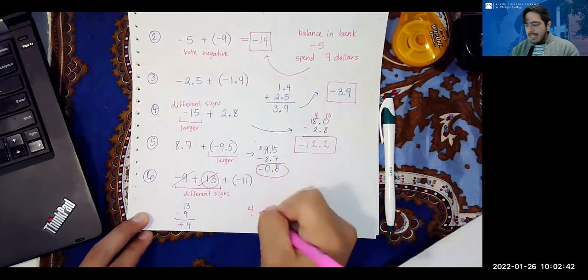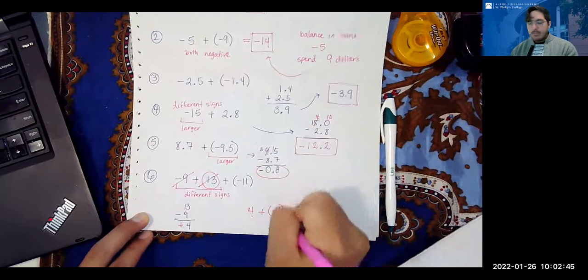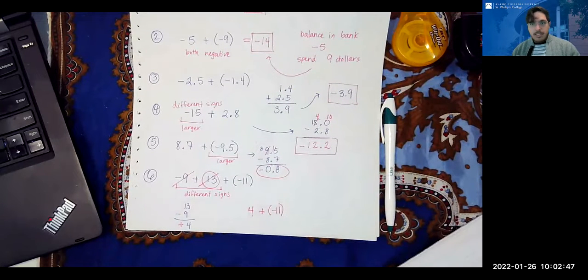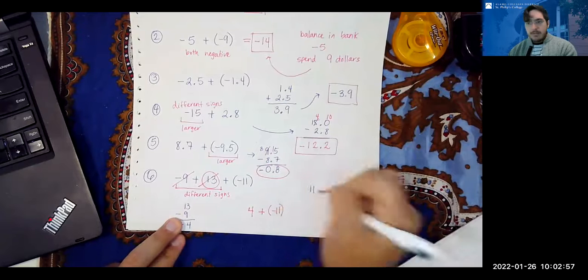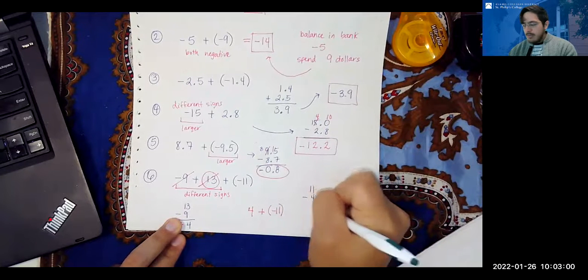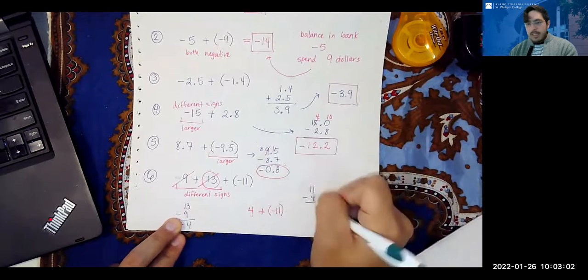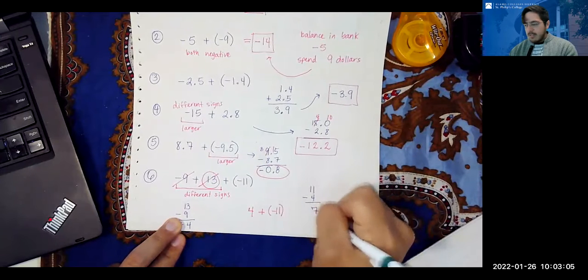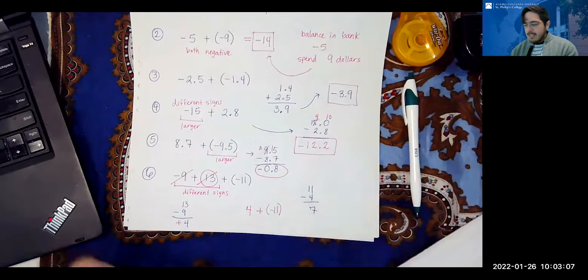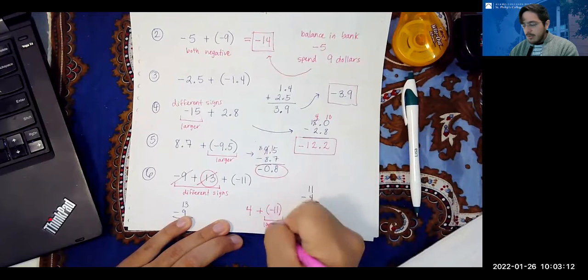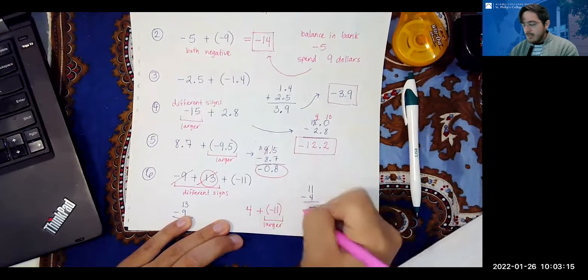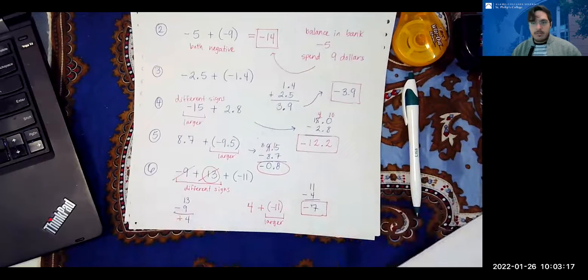We still need to add that to the -11 that we had left over. They're still different signs, so we have to use that same process again. We'll take the larger number, in this case 11, and subtract the smaller number. So 11 minus 4 should be 7. And since 11 is the larger number, we're going to keep the sign of the larger. So this should be a -7 as our result.